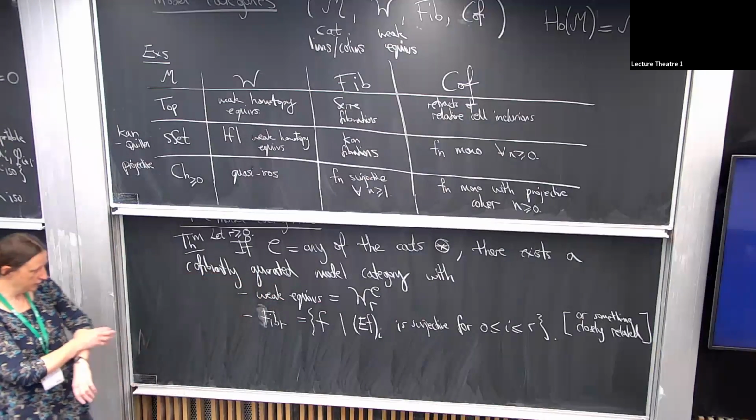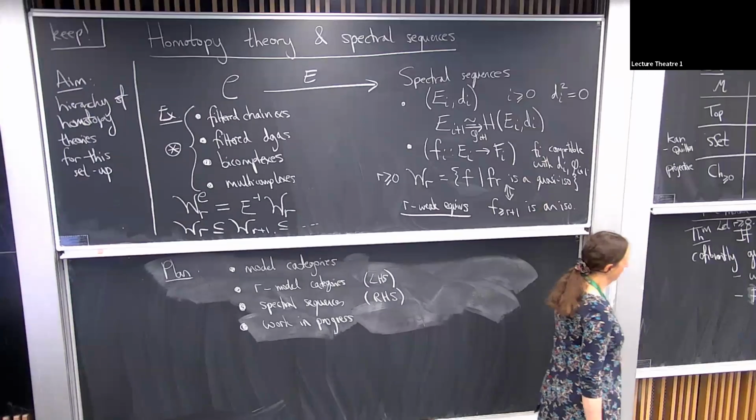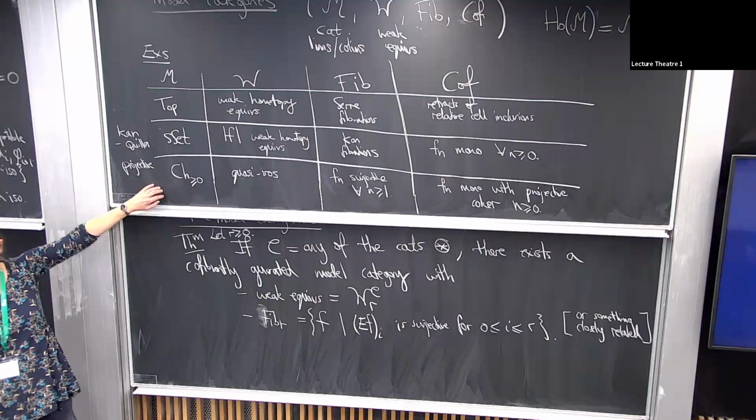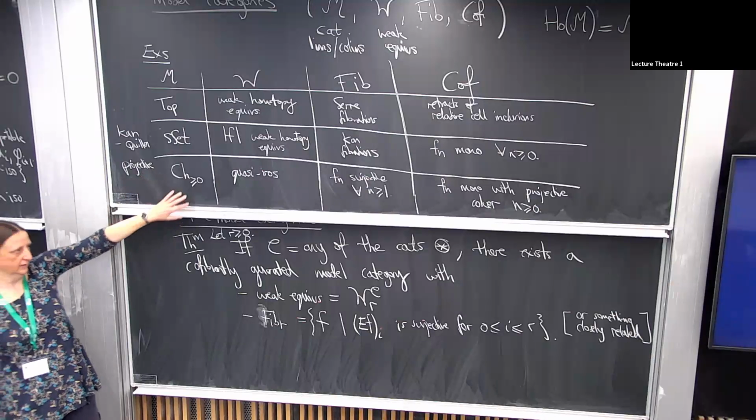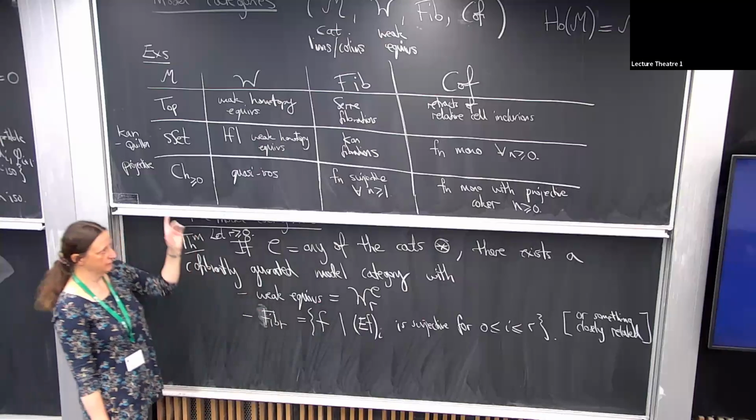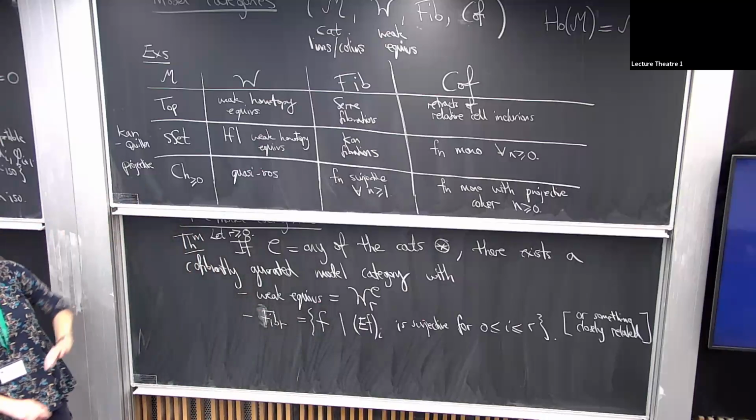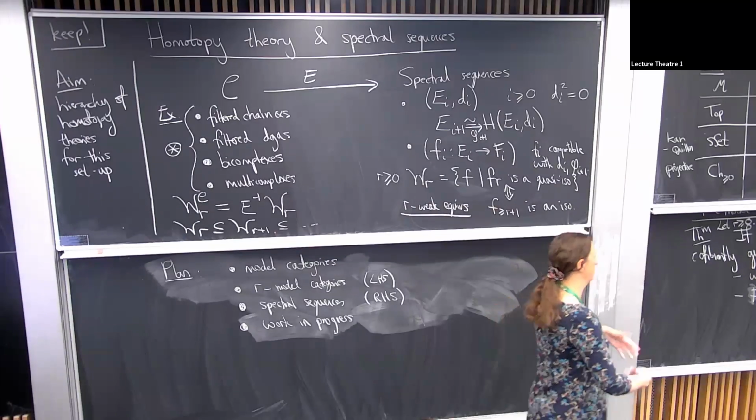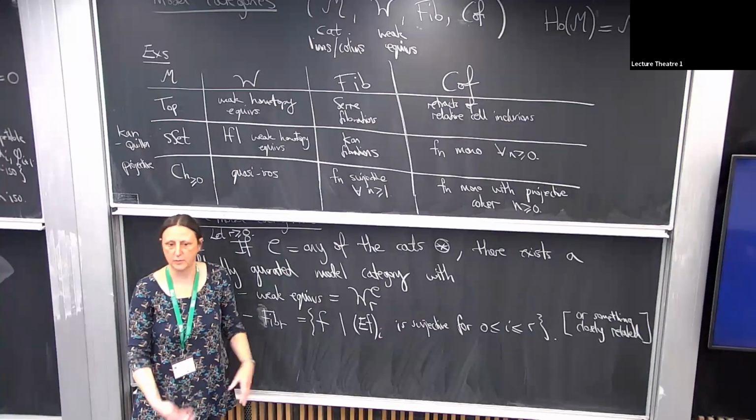The fibrations, I've told you what they are. Somehow of the classical examples up here, the bottom one is the most closely related kind of thing, where in chain complexes, fibrations in the projective model structure are surjective maps. So maybe you expect some kind of surjectivity condition for the fibrations, and this is what we have here.